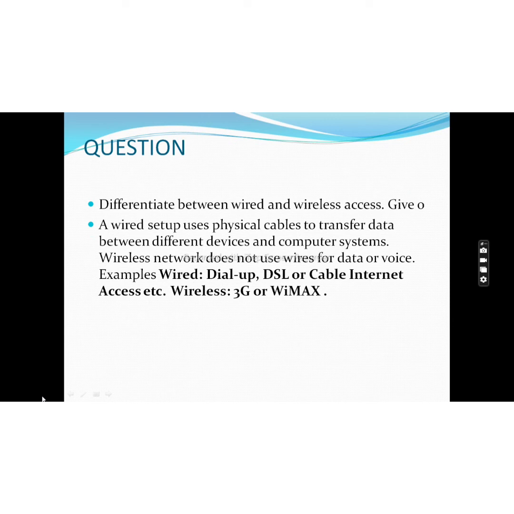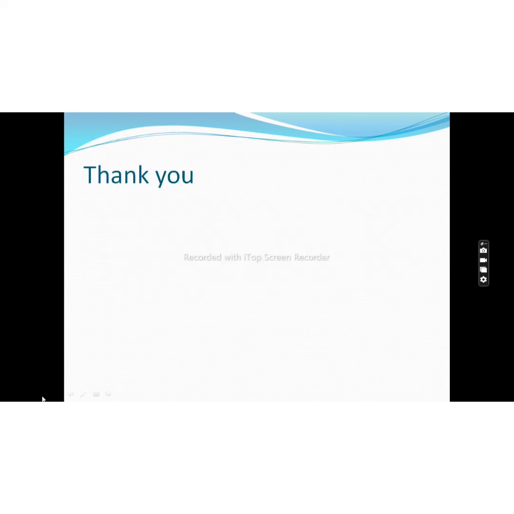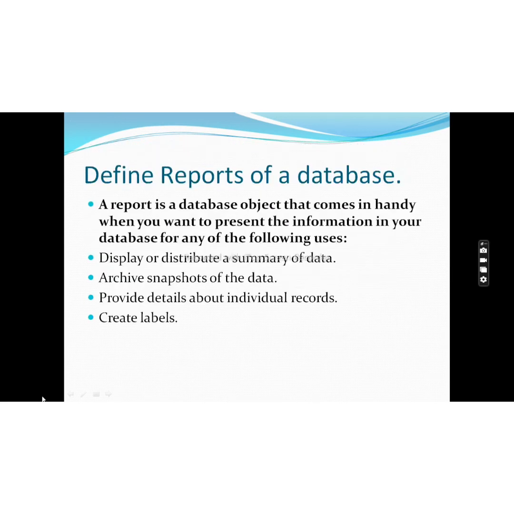Differentiate between wired and wireless access. We have taught wired and wireless networks, so what are wired and wireless access? A wired setup uses physical cables, like we have different kinds of cable, coaxial cable, fiber optic cable, to transfer data between different devices and computer systems. Wireless? We have wired dial-up, we have DSL, we have cable internet access, we have wireless 3G or WiMAX. So these were the remaining questions which I was discussing.